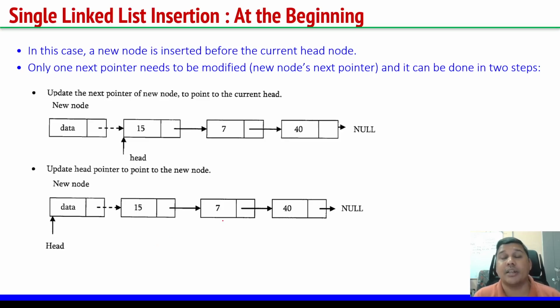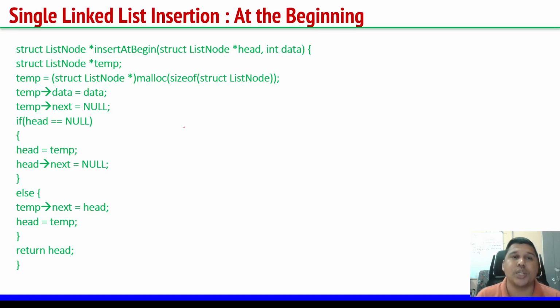Now the question is, if the list itself does not exist, if there is no linked list at all, what do you have to do? You have to just create a new node and put null here. That's why the logic looks complex.